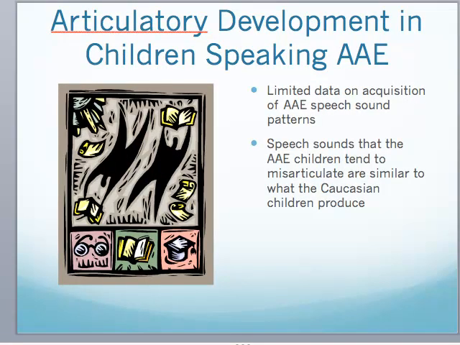Articulatory development in children who speak African American English. Well, there's limited data on acquisition of AAE speech sound patterns. And speech sounds that African American English children tend to misarticulate are also similar to what Caucasian children produce. So keep in mind that well-known characteristics such as final consonant deletion, cluster reduction, unstressed syllable deletion, and certain sound substitutions should not be interpreted as evidence of an articulation disorder or poor speech development in this population.